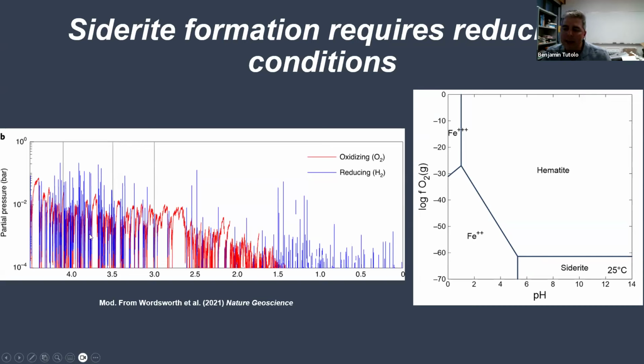And what that means is that we have, from this Wordsworth paper that I showed earlier, a fairly robust understanding of oscillating redox in ancient Mars history. But what this means is that the siderite either formed out of contact with the atmosphere in a very reducing environment, or at a time during Mars's history whenever the atmosphere was reducing. So one of these blue bars relative to one of these red bars.